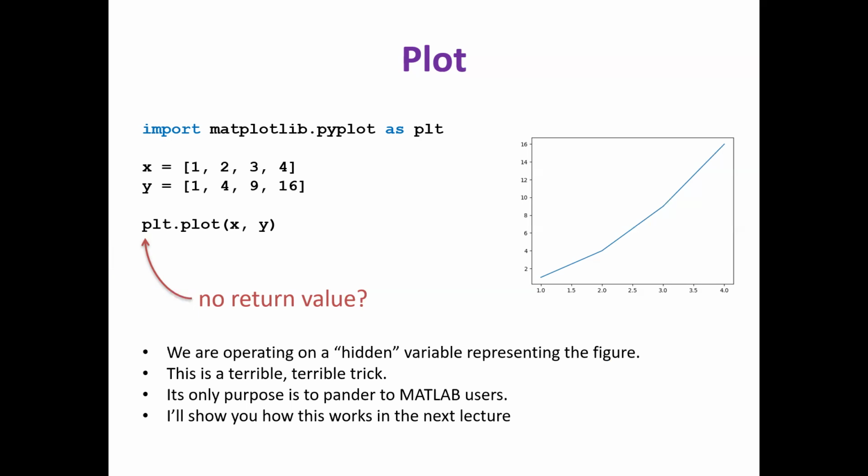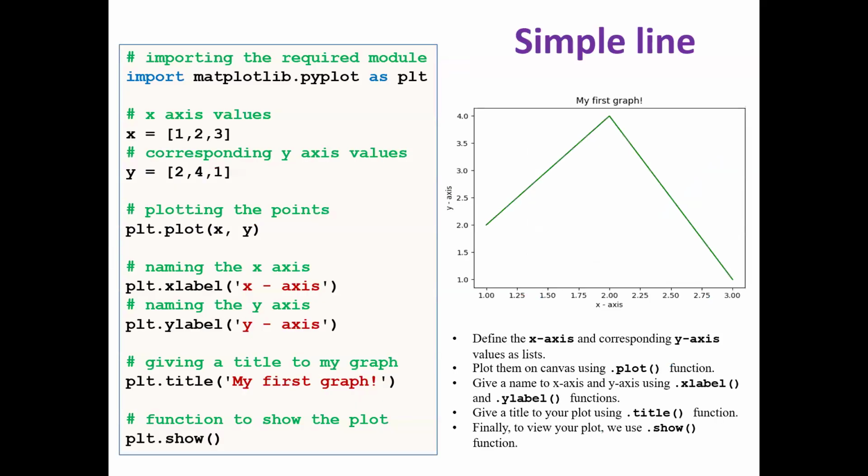We have the slide in the next. So next is the simple line. The same thing, we import Matplotlib again. We get our X and Y values. We plot the X and Y. Then we name the axes, X-axis and Y-axis. This time we are adding a title. The title is my first graph, which is right here. Then we show the plot. So we say plt.show to show the plot.